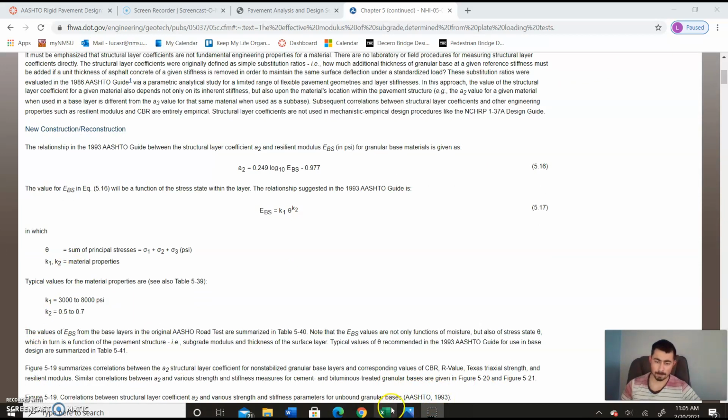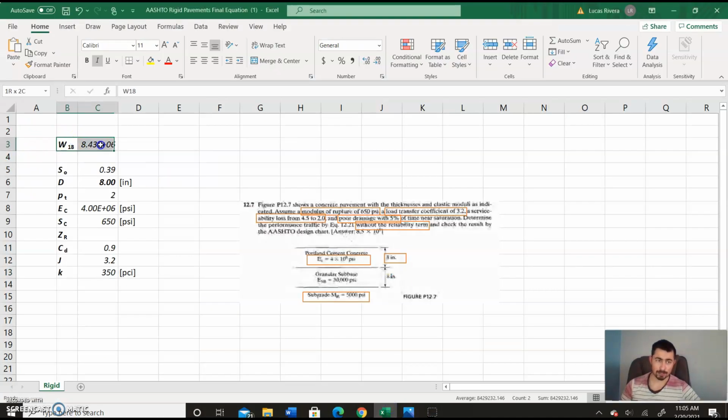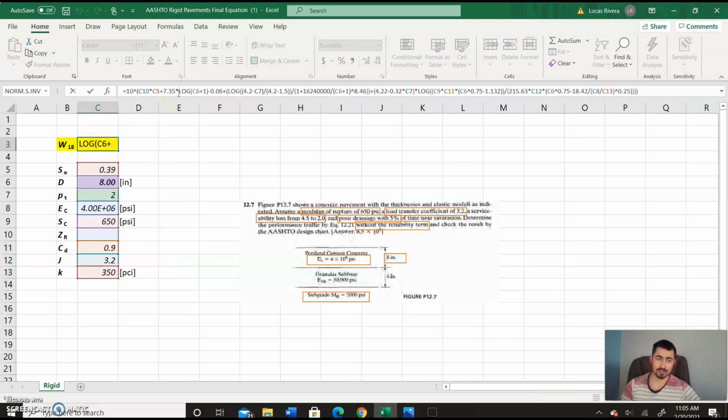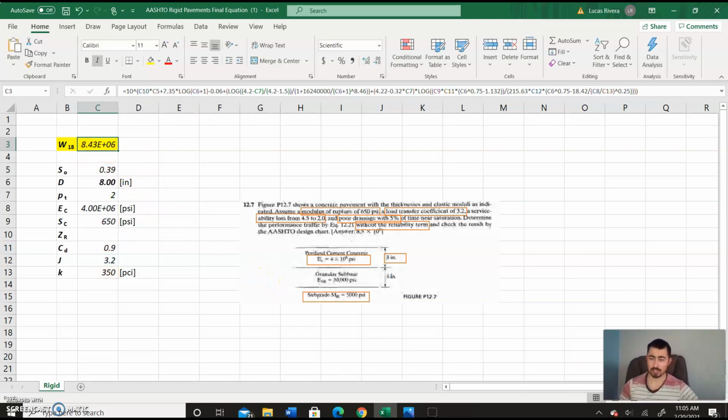So anyway, here's my final answer with all of my inputs and how I came about getting all of these inputs. This Excel sheet is a lot easier than trying to write out this entire equation by hand. But that's how I would go about solving it. I'm going to end the video.